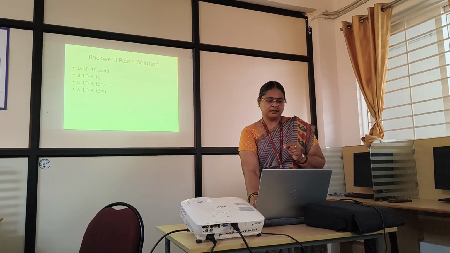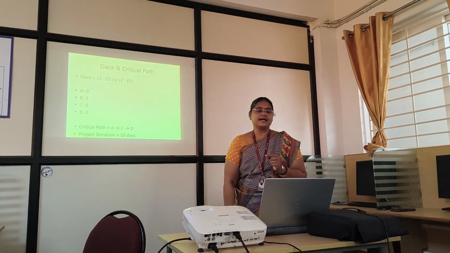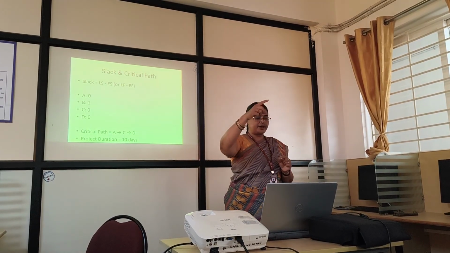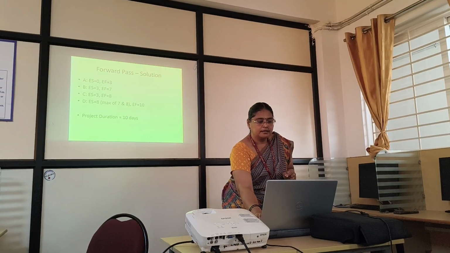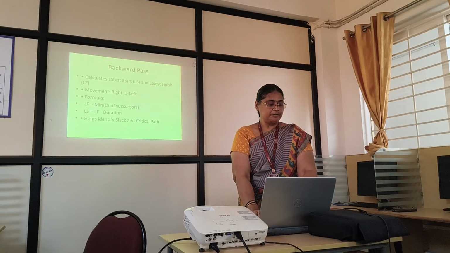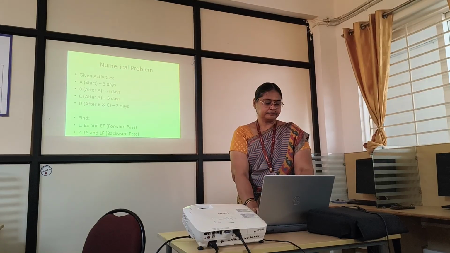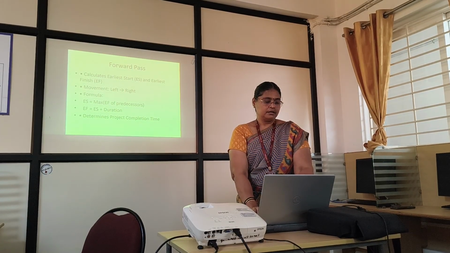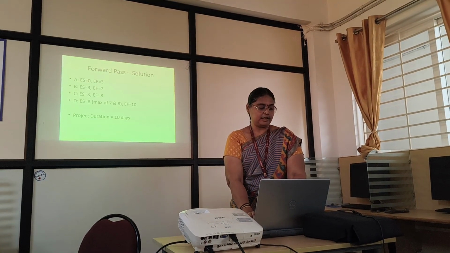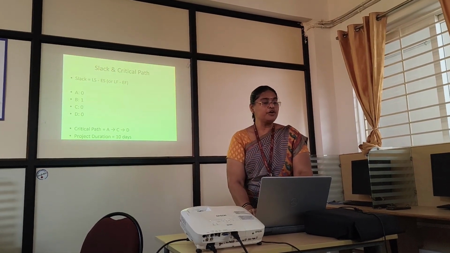This is another example. So I said about slack and critical path. What is slack? You see, we are going to be finding out LS value from the backward pass. LS value will be calculating in the backward pass. In the forward pass, we will be calculating ES. So you put this ES, LS value here. It is going to be taking your slack.